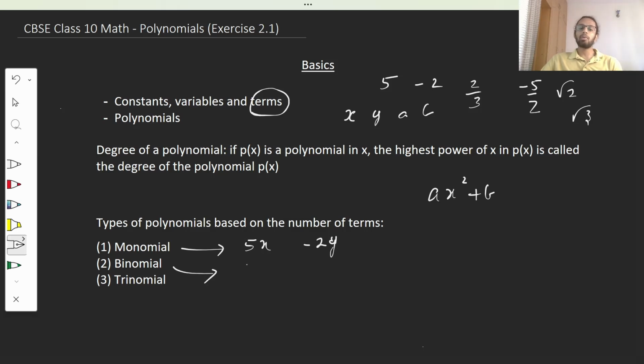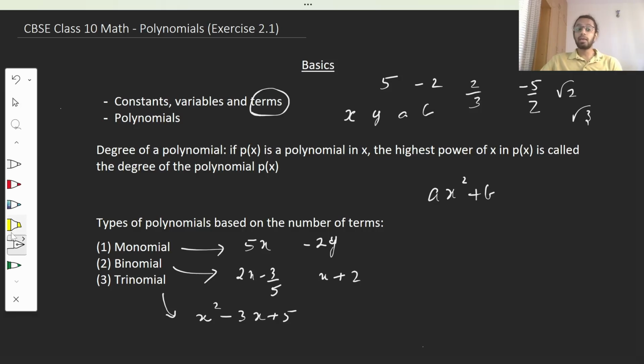Binomial: polynomials which contain two terms. For example, 2x minus 3 by 5 or x plus 2. So these are all containing two terms. And trinomial is basically containing three terms. For example, x square minus 3x plus 5. This is based on the number of terms that are present in the polynomial.